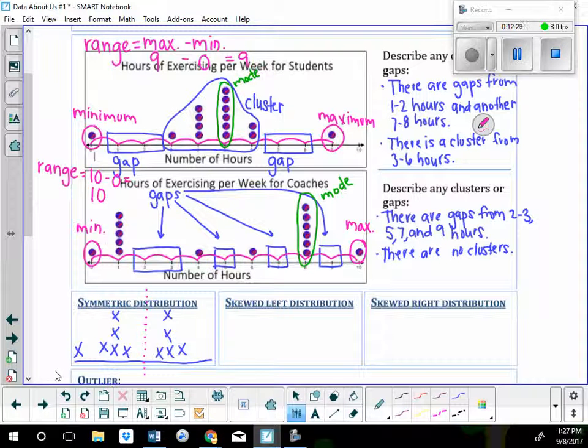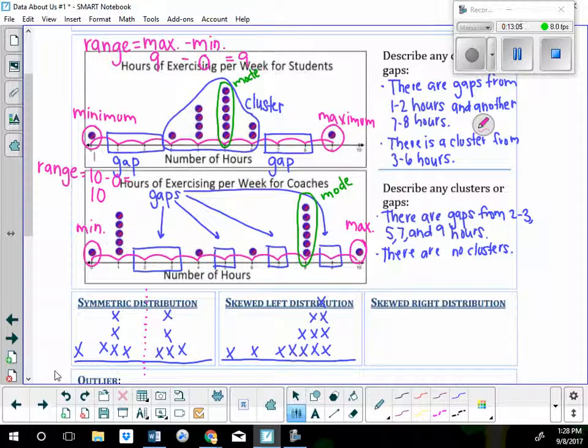The next distribution we're going to look at is skewed left. This is when you have data where it's more bunched on the right side and is skewed in one direction. And in this case, it's skewed on the left side. So if we think about this being like, we'll put one more here.